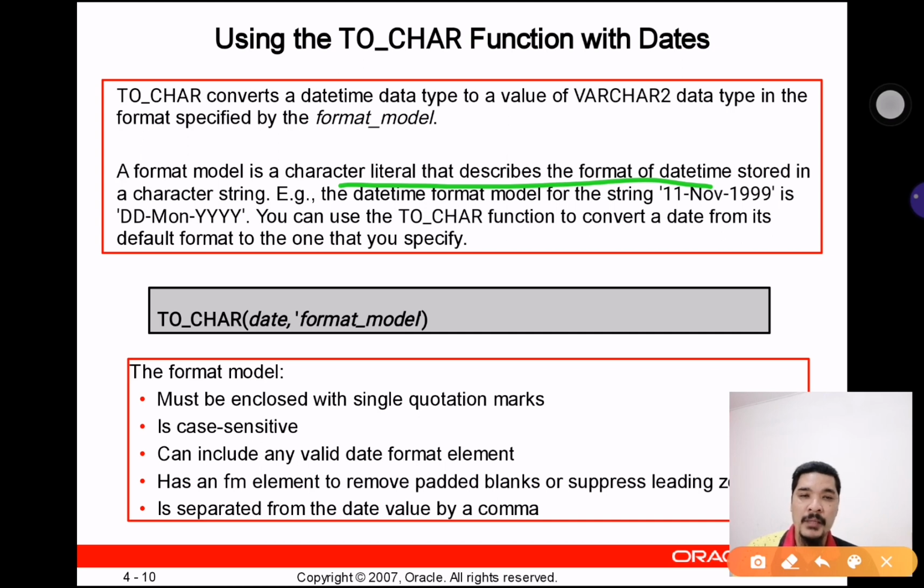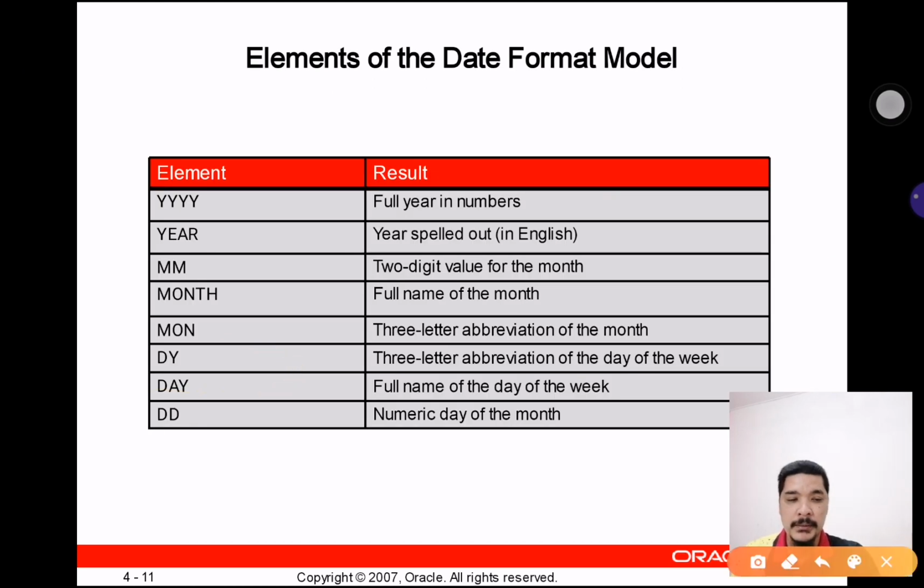This was already explained in our previous slides, lesson 03, using the date functions. You can also use the to_char function to convert a date from its default format to the one that you specify. Listen carefully. The format number, so you must take care and identify carefully what the format number is here.